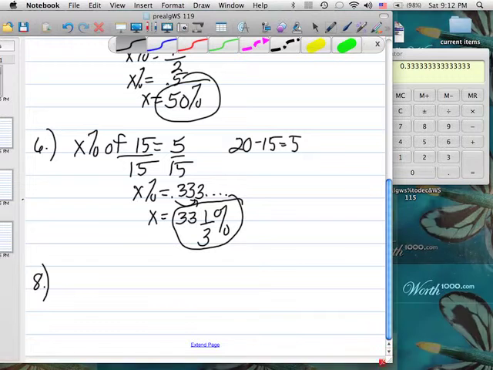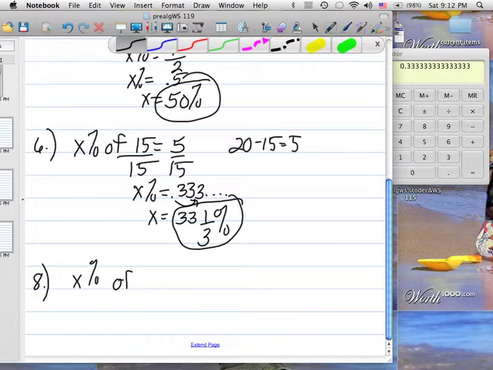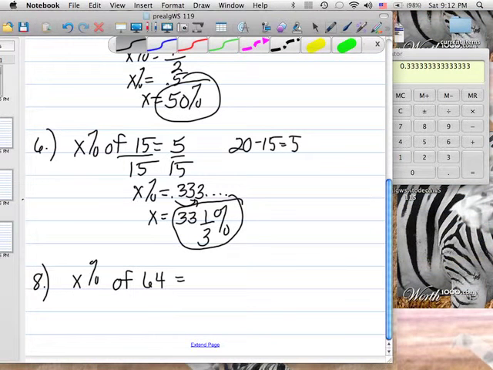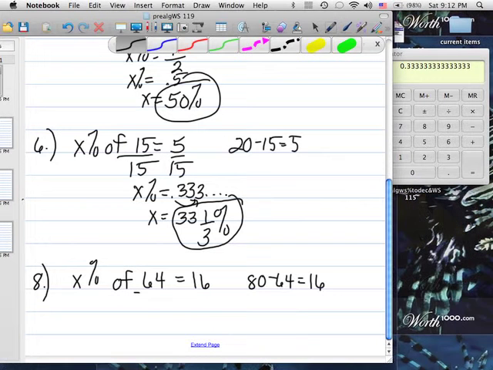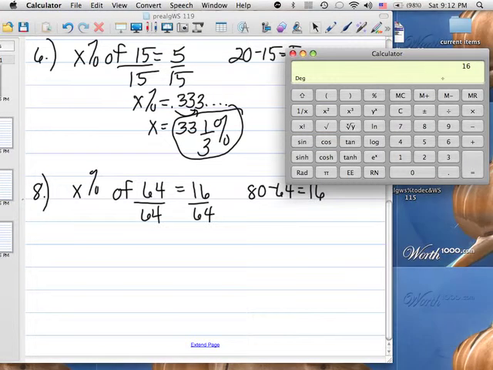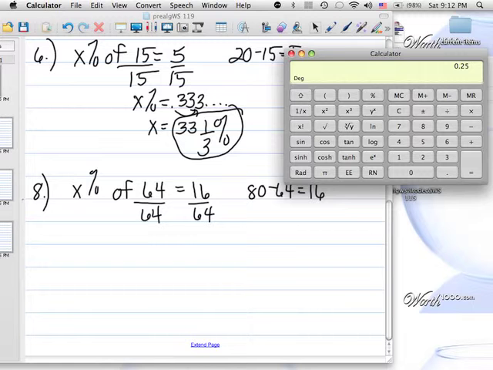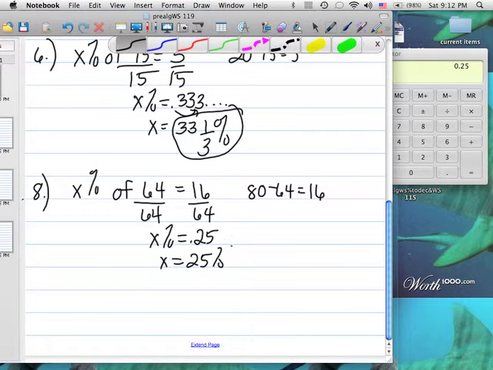Number 8, the original cost is $64. The new cost is 80. We want the percent of increase. So the original cost, if x% of 64 equals, and the new cost was 80, so 80 take away 64 is 16. So there was an increase of 16. Divide both sides by 64. And that should be 0.25. 16 divided by 64. That's 1/4, which is 0.25. So x% equals 0.25. So our percent's 25% increase.